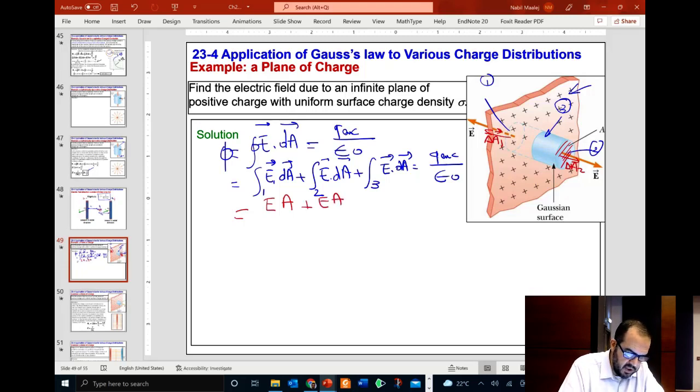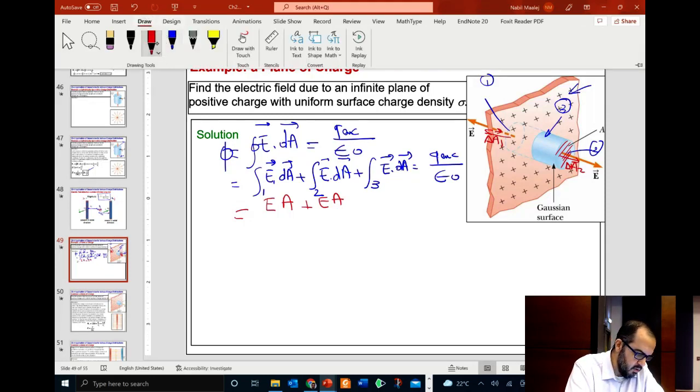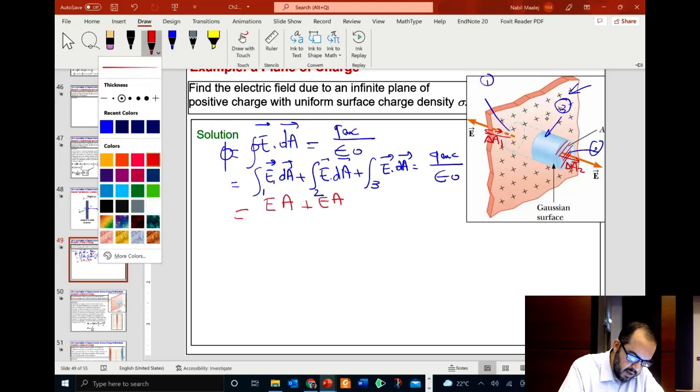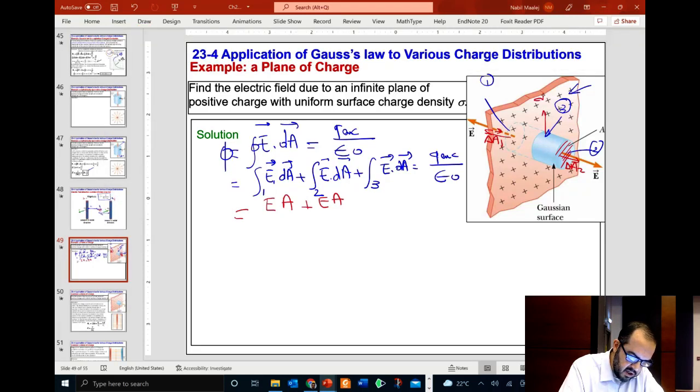For the belt, we said the area vector and the electric field are perpendicular. Let me draw vectors. For the belt, this is the area vector delta A3. Notice that in this case it's perpendicular to the electric field, and hence the flux is 0, so plus 0.